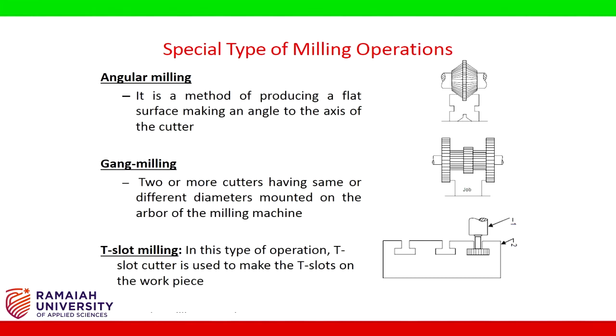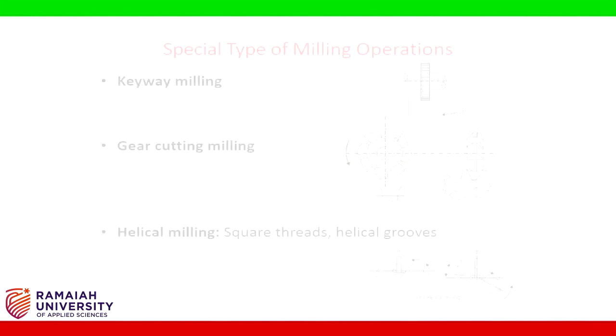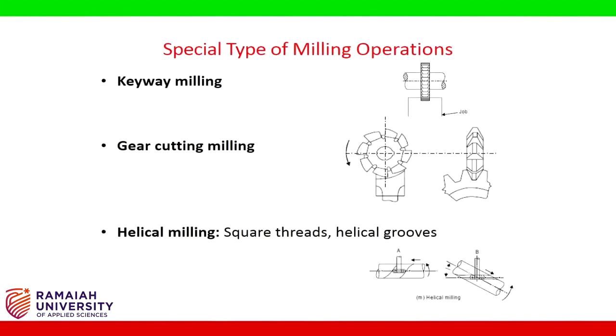Gang milling. Two or more cutters having the same or different diameters are mounted on the arbor of the milling machine. T-slot milling. In this type of operation, a T-slot cutter is used to make T-slots on the workpiece. Additional operations done on milling are keyway milling, gear cutting, and helical milling, that is square threads and helical grooves.